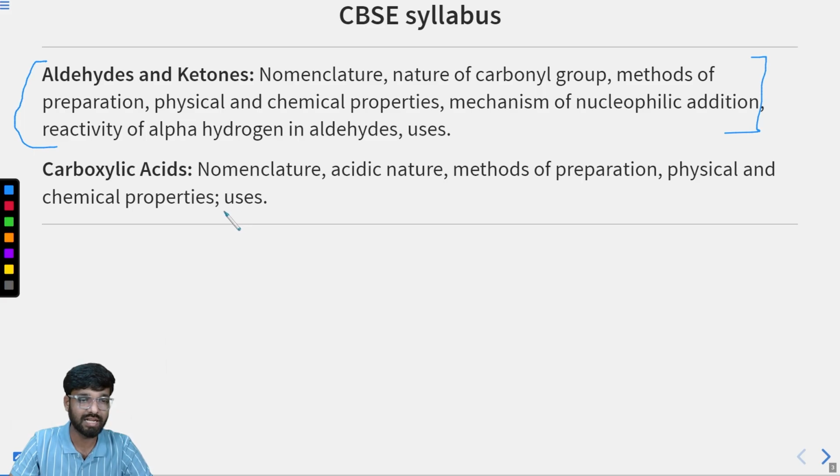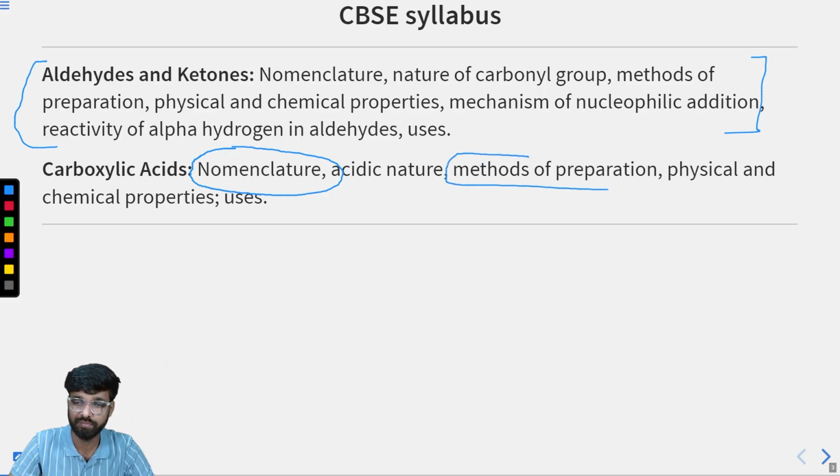So today we will see carboxylic acid. Talking about the nomenclature, we will not go deep into it. We have already seen the nomenclature of aldehyde and ketone, and that would be similar to it, only the suffix will be changed and would be -ic. Next we will see the acidic nature tomorrow. Today we will basically focus on the methods of preparation.